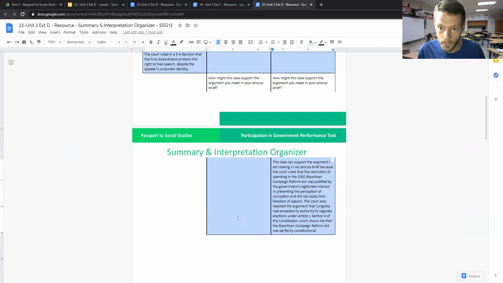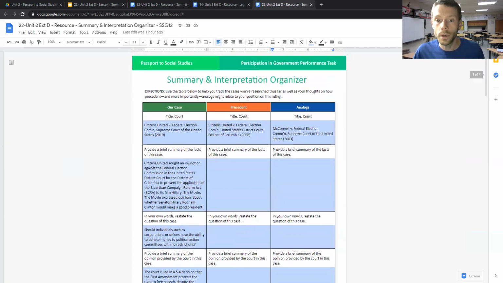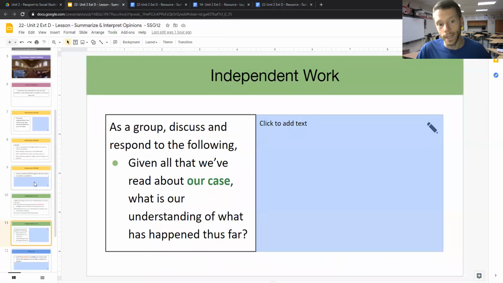Okay, so in summation, you'll want to use the information in this organizer to begin outlining your case in your amicus brief to explain to the Supreme Court of the United States why your position is supported with case precedent and with analog cases that help you to really illustrate to the Supreme Court justices why they should rule in favor of your ideas.